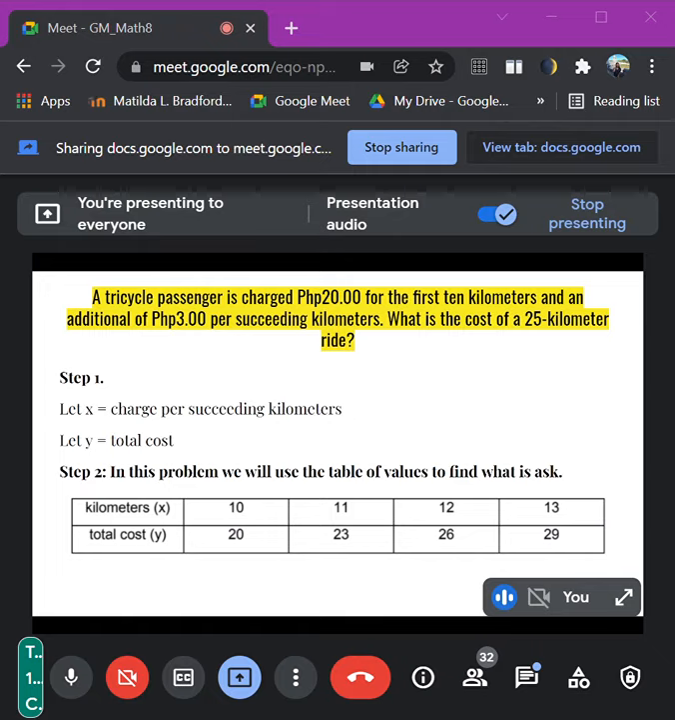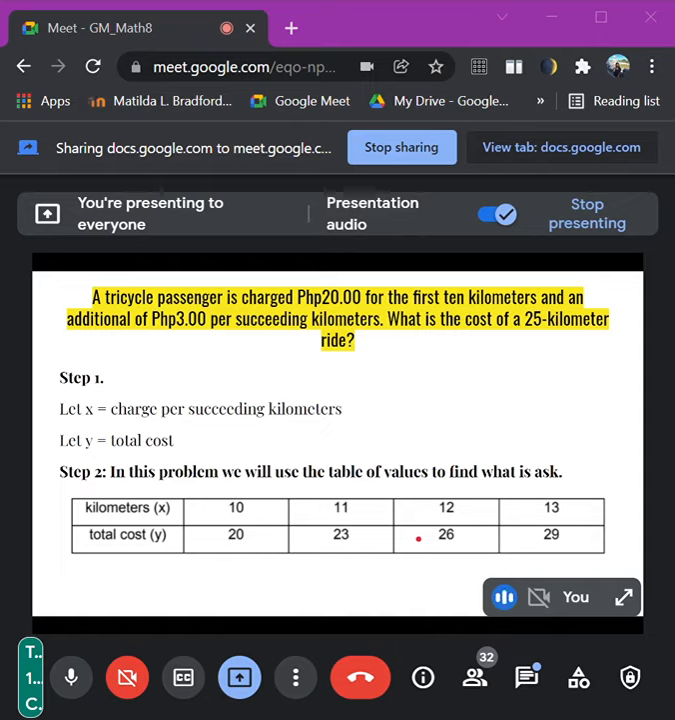Now, this time class, how are we going to get our formula? So, pwede na nato ma-apply ang atong lessons previously, which is finding the equation using 2 points. Right? So, ang atong table of values is this is your guide in order for you to get your equation. Kay diri, pwede man nato siyang ma-visualize nga 10 kilometers, that is 20 yung mabayaran. 11 kilometers, 23 yung mabayaran. Diba diri, kay mag-add-add ra ka og 3 niya.